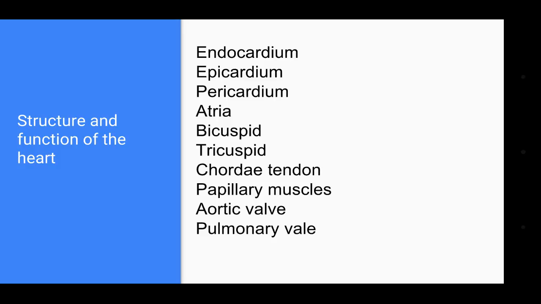The aortic valve is on the left side of the septum. It allows oxygenated blood up and out of the heart towards the muscles. The pulmonary valve is on the right side of the septum, which allows deoxygenated blood up and out of the heart to the lungs.